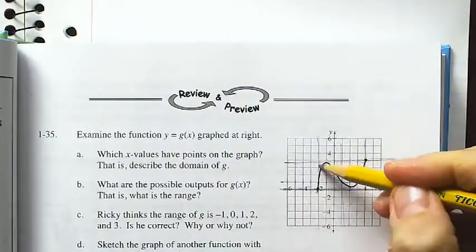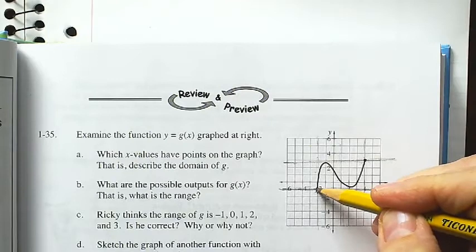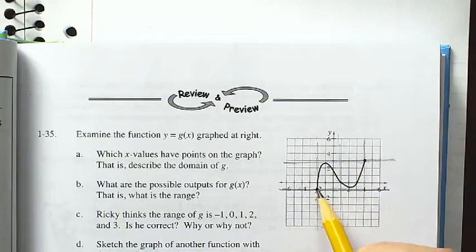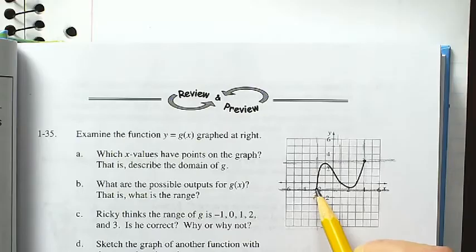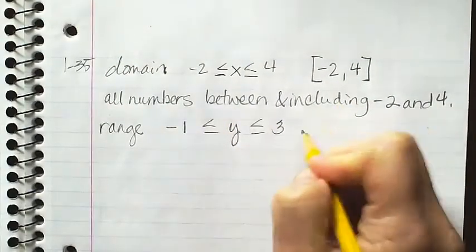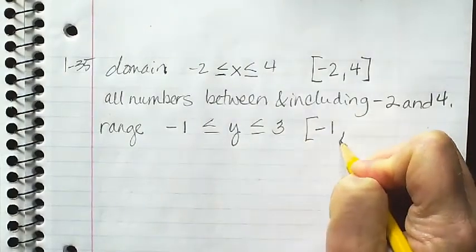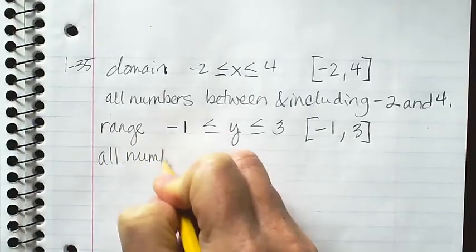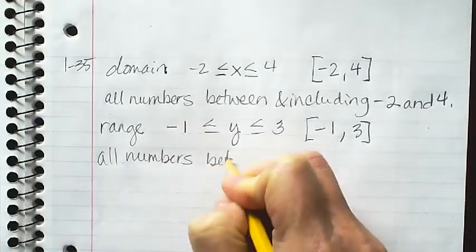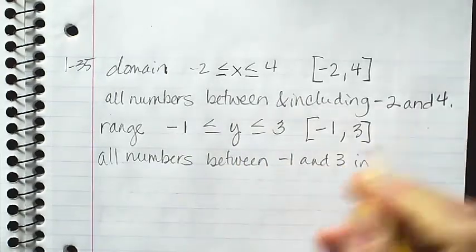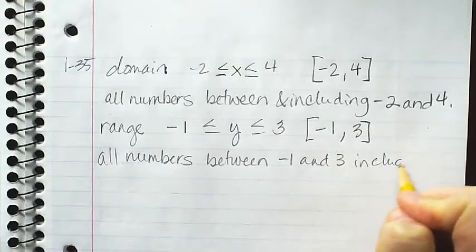Just like if I was looking at it from the x perspective, -2 was included in the domain. If I'm looking at it from the perspective of the y-axis, -1 is an output. Okay, you could do this, or, oh, I forgot to write "and including."